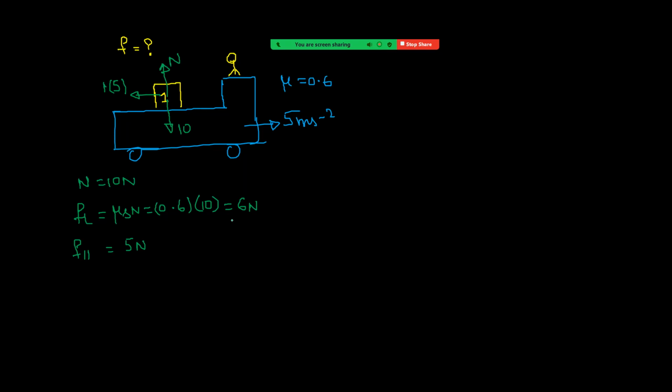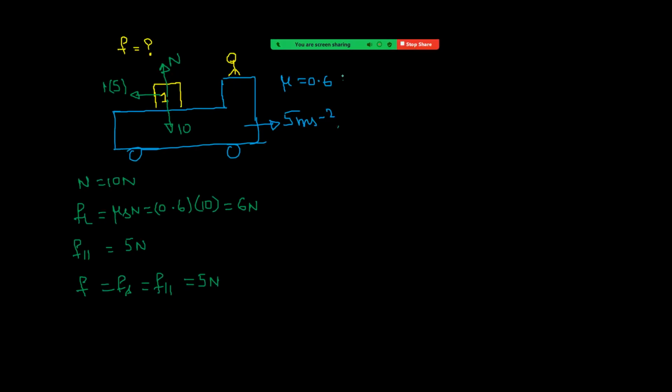And we have learned that static friction is self-adjusting. Therefore, the frictional force, which is now static, is equal in magnitude to F parallel. That is 5 Newton, right? So like this, we can solve the problem.